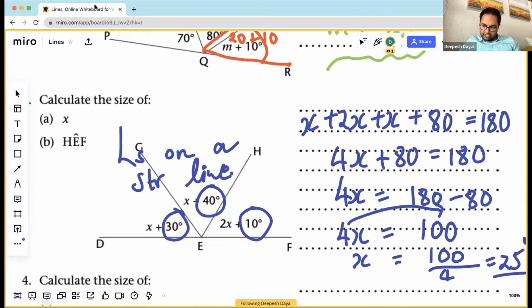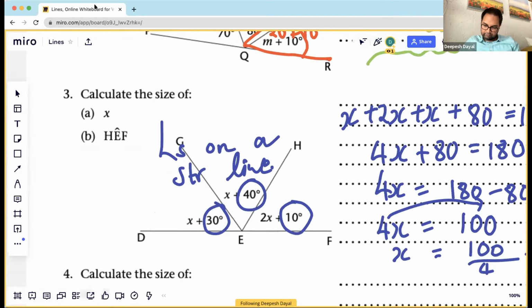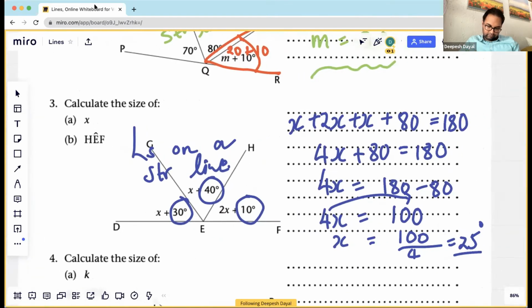And Lwandle, what will HEF be? HEF, what will that be? 90, I think so. No, because it's 2 times 25 plus 10, see? So won't it be 50 plus 10, which is 60? Oh, yes, sir.